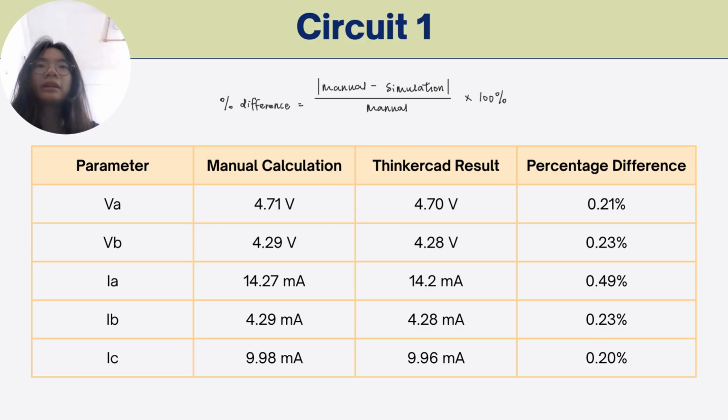After that, I tabulate the data in this table for manual calculation and Tinkercad result. The percentage difference shows that there is not much difference between the manual calculation and Tinkercad result, as all of them are lower than 0.5%.